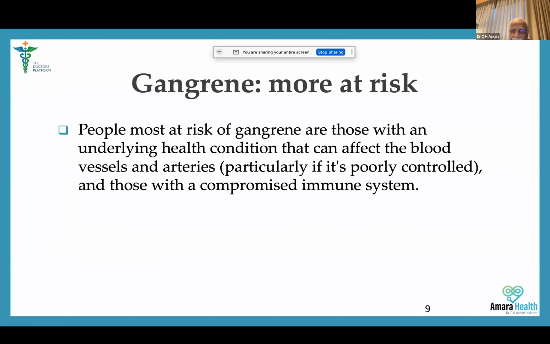Who's more at risk? Any patient who has a risk of blood supply stopping is more at risk for gangrene. Mainly a disease like diabetes, which is poorly controlled. A heavy smoker, 20 cigarettes a day for 30 years. Yes. Or a patient of altered immune system may get Raynaud's.